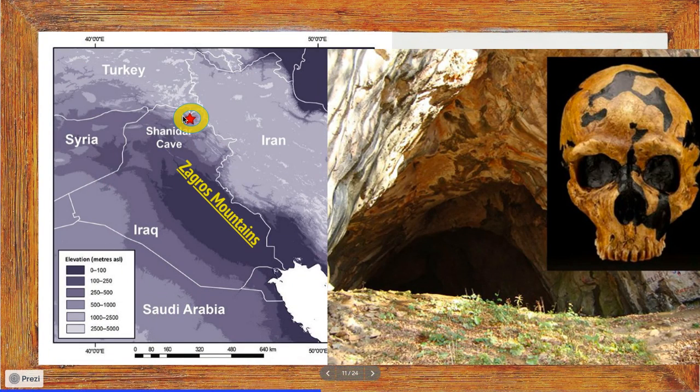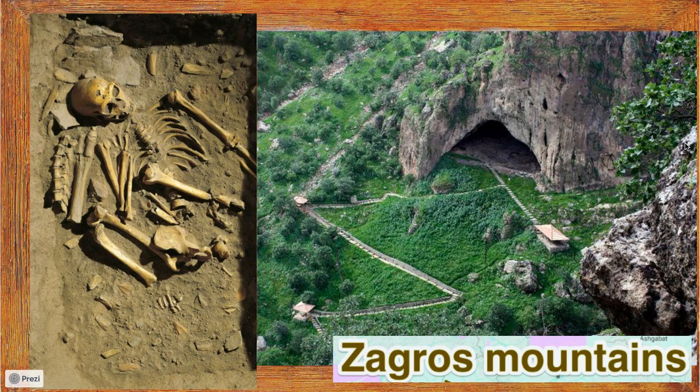So here's the Shanidar cave here. You see it here, Zagros Mountains. And of course you have the Neanderthal skull here, right? Here's another one here. So this is kind of what it looks like as they're entering in here.